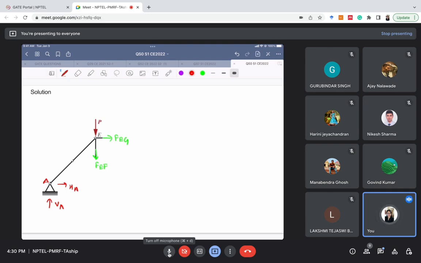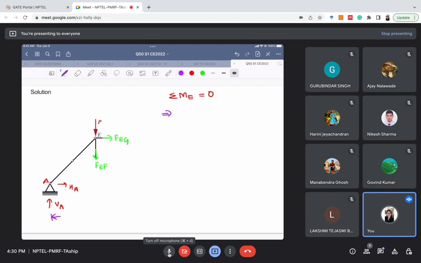So now we need to find FEF, that is the magnitude of force in member EF. So we will use the equilibrium conditions now. Now we'll take summation of moment about point E as 0. So what will be the values? Let's see them, mark the distances also.